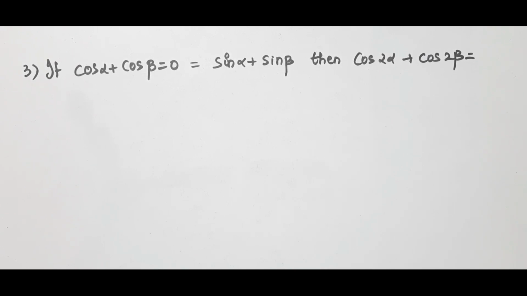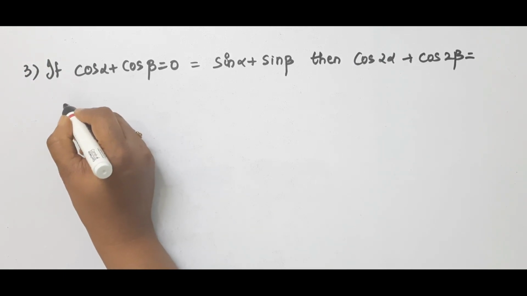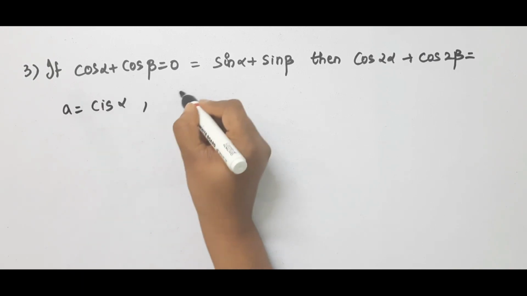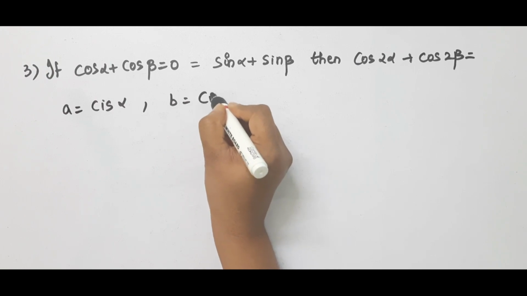Next problem, if cos alpha plus cos beta equal to sin alpha plus sin beta, then cos 2 alpha plus cos 2 beta equal to. If they give this type of problem, first observe how many angles are there. Here two angles are there. One is alpha and the other is beta, is it not? So take A is equal to cis alpha, B equal to cis beta.